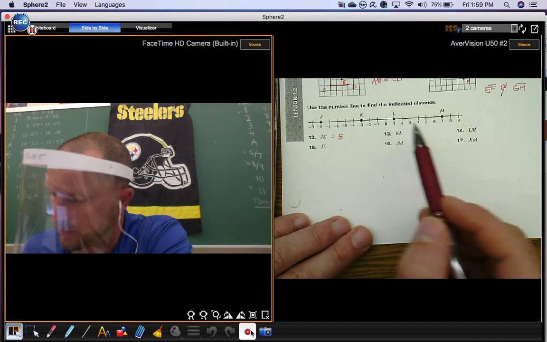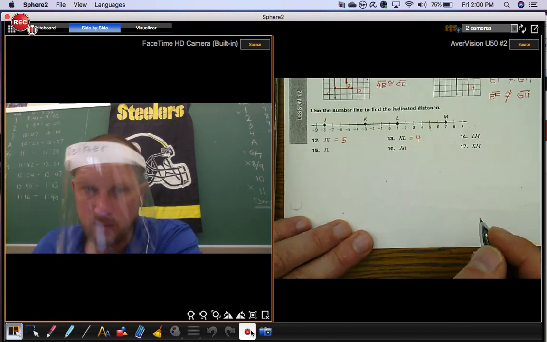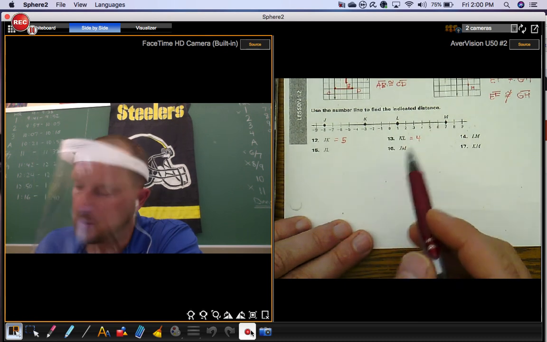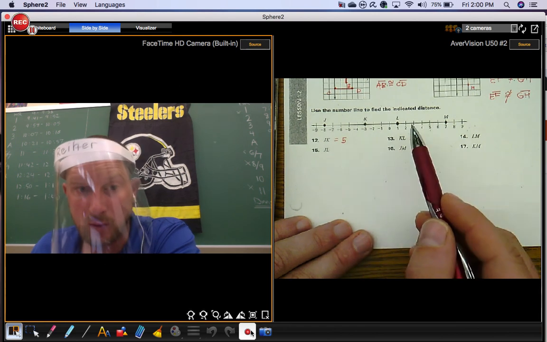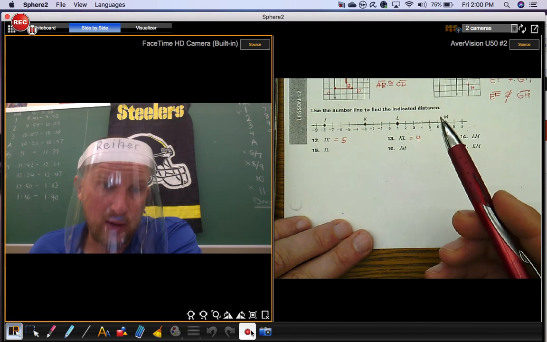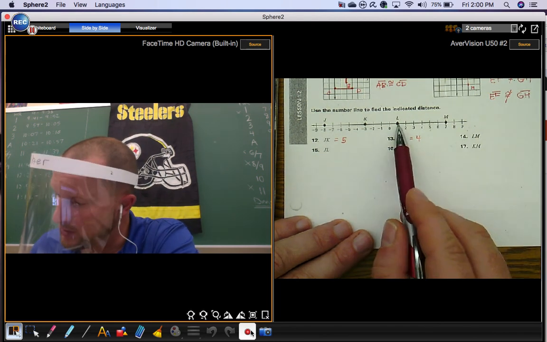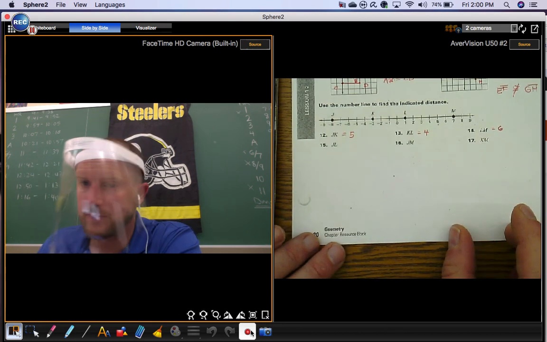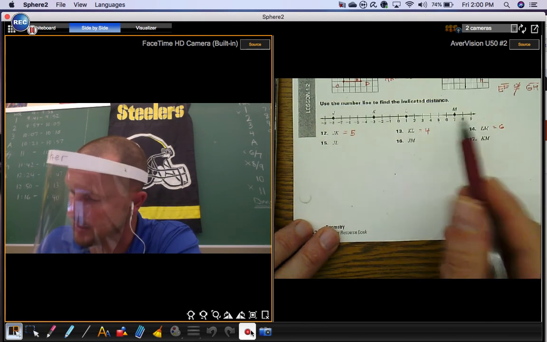For number 13, we're going from K to L. We're going from -3 to +1. That's 4 units. Again, you could just count the spaces if you want to. If you don't like counting, you could do -3 minus +1. That gives you -4, but you're taking the absolute value. Lengths are positive. Number 14, L to M. We're going from 1 to 7. That's 6. You could just do 7 minus 1. That's simple enough, or count.